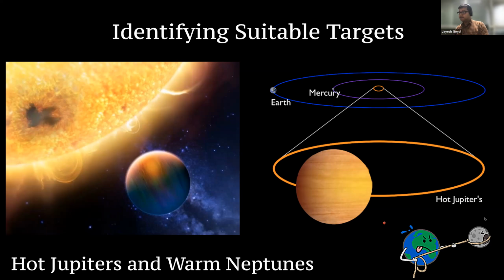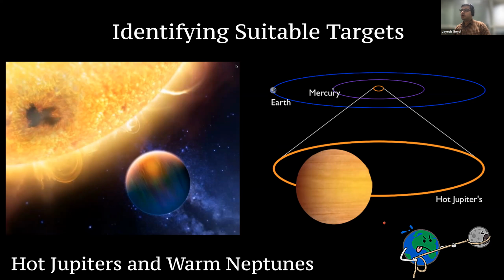That happens for the moon because the moon is very close to the Earth. Similarly, this happens for the hot Jupiter and warm Neptune, which are very close to their host star. So this has a lot of implications in studying the atmosphere. One is the scale height is larger. And with tidal locking, we have a permanent day side and a permanent night side.